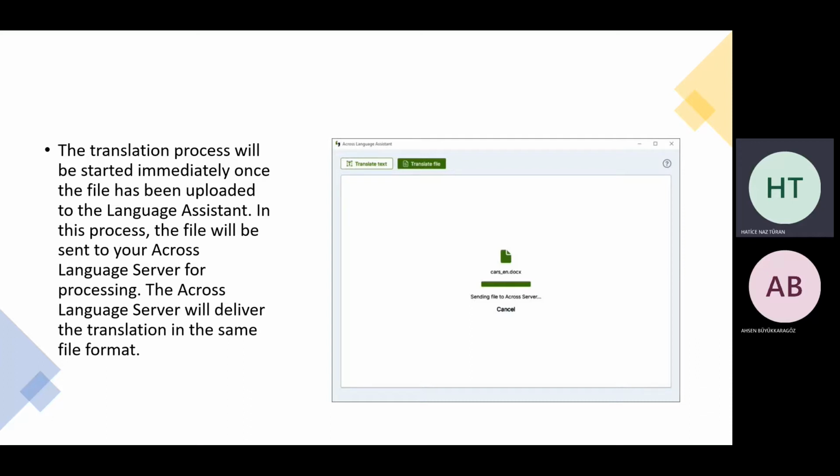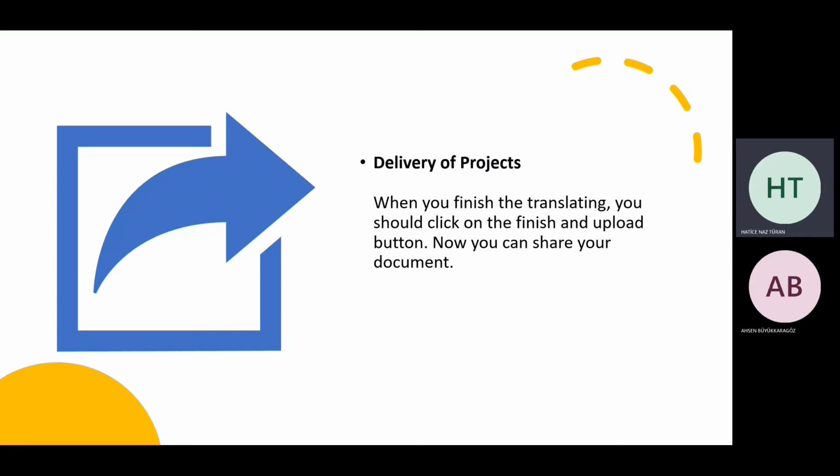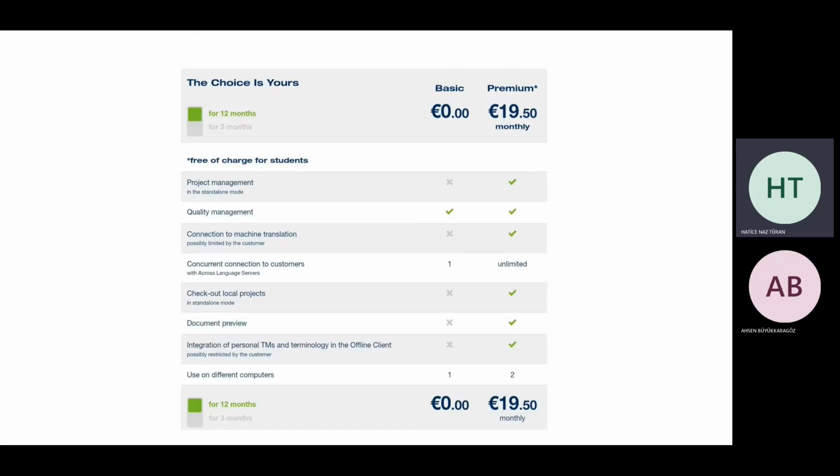In this process, the file will be sent to your across language server for processing. The across language server will deliver the translation in the same file format. And how to deliver projects. When you finish translating, you should click on the Finish and Upload button. Now you can share your documents. And this is the table for what is in the basic version and what is for premium. You can see that.